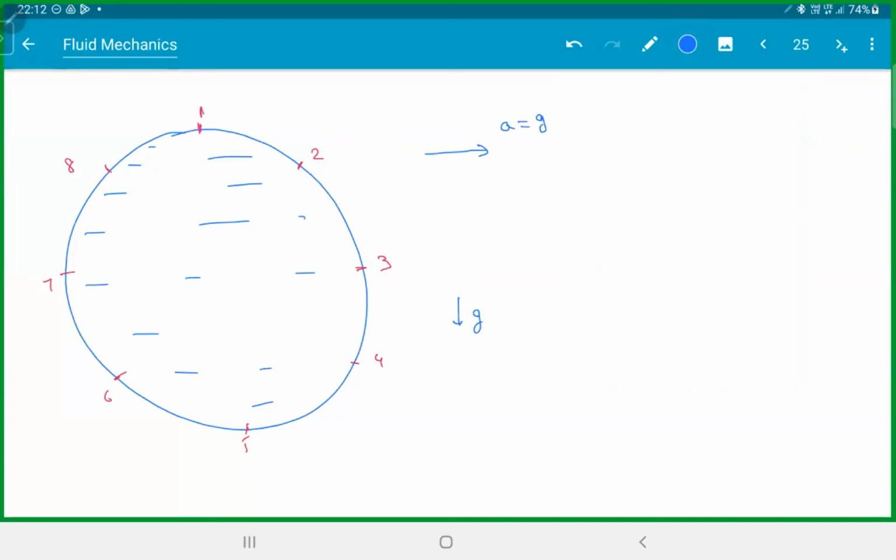Try. Everyone should think. I give you 30 seconds. Think about it. Now, if the container is accelerating horizontally with a equal to g, which point will have the highest pressure?